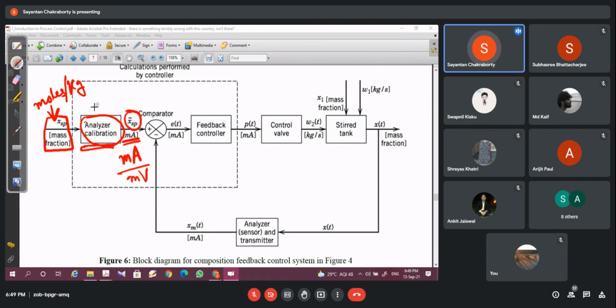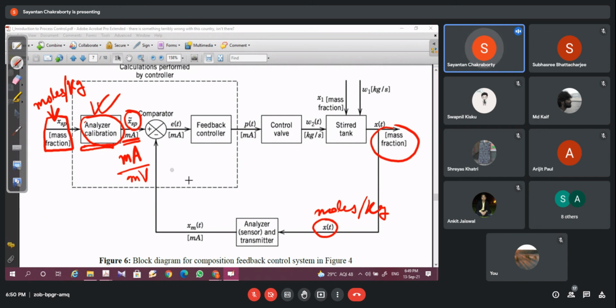Now this analyzer calibration is done within the controller itself. You just feed the required value of mass fraction in moles per kg, whatever. What it will do is calibrate that and convert it to the equivalent milliampere range. Why is this required? At the output side, we are measuring the mass fraction in the same unit, moles per kg, the actual value of the control variable.